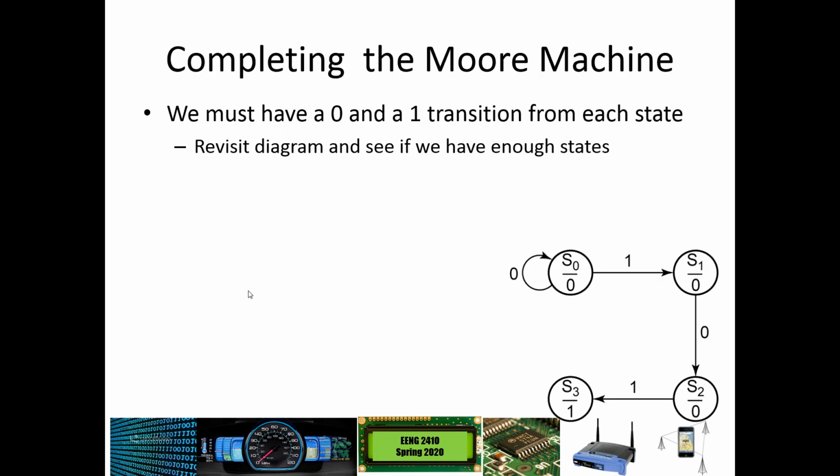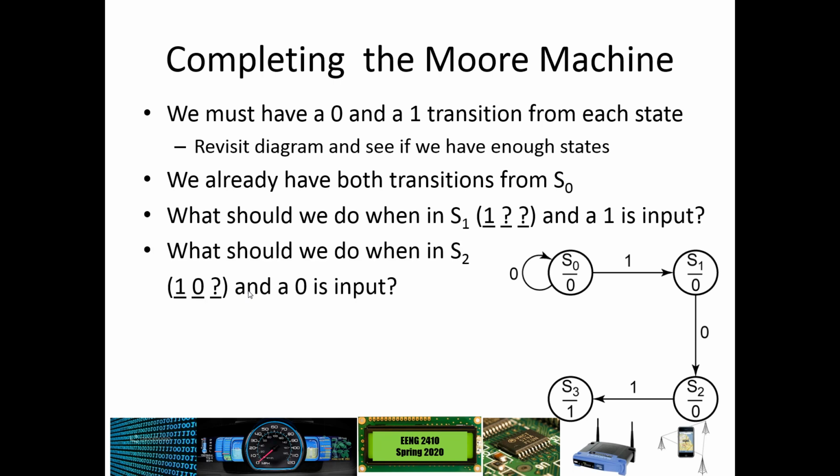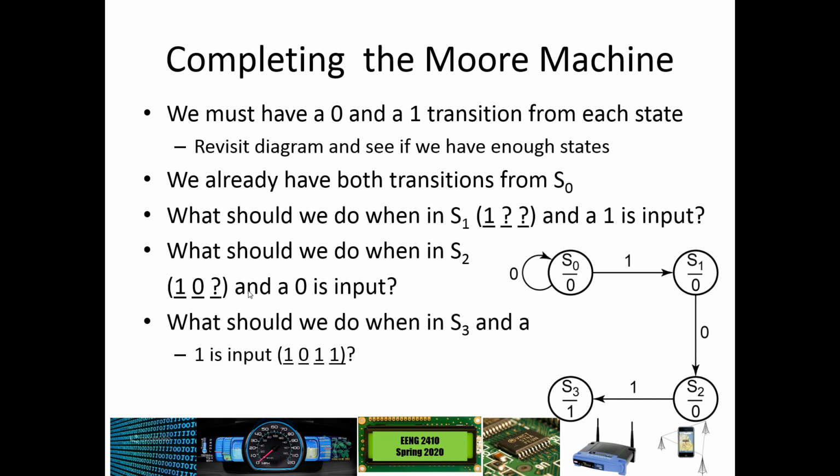So we already have both the transitions from S0, and the question is, what should we do when we're in S1 and we get a 1 input? Well, we're going to transition back to ourselves. And what should we do when we're in S2? Well, as we just said, we can go from S2 to S0.